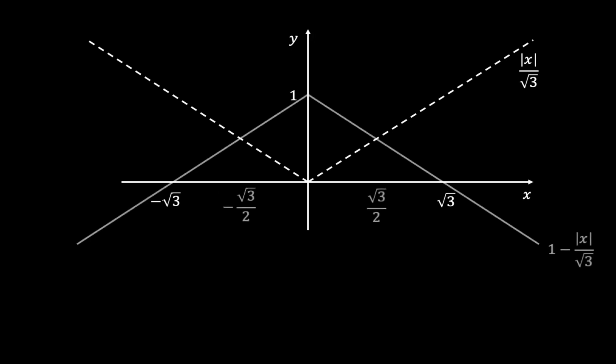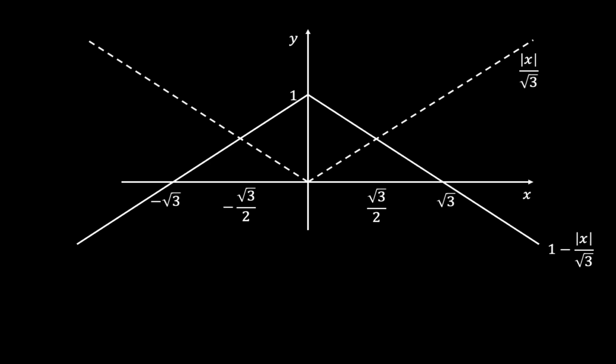Now, therefore, 1 minus the absolute value of x over root 3 is going to be like this. At 0, where the graph of absolute x over root 3 is 0, 1 minus that equals 1. And when this graph is 1, this entire graph crosses 0 and continues all the way in the negative direction. So these graphs cross each other at root 3 over 2, negative and positive, right?